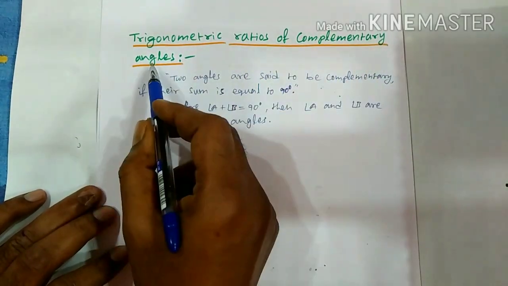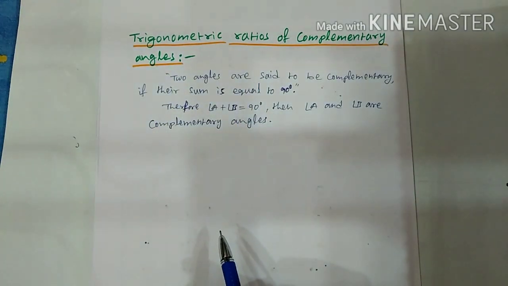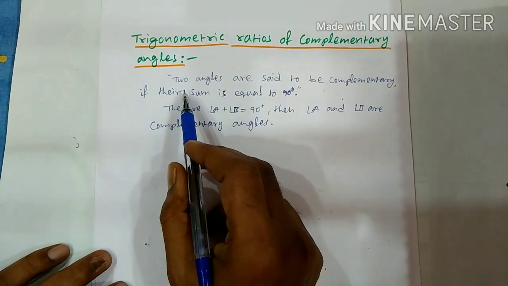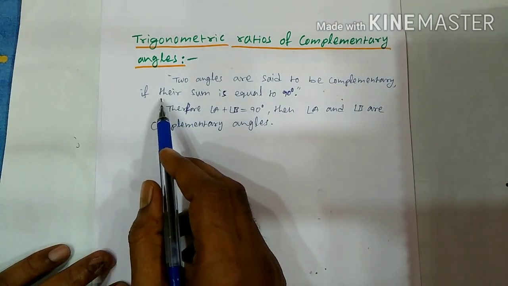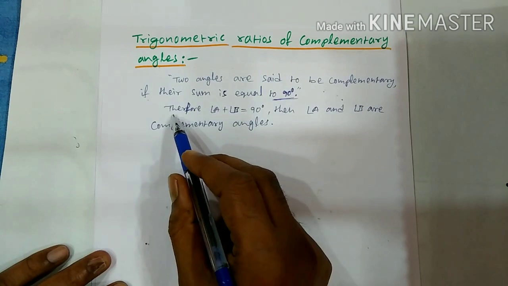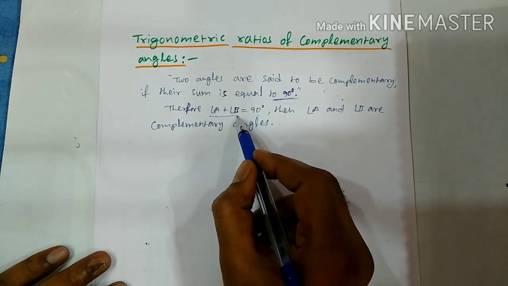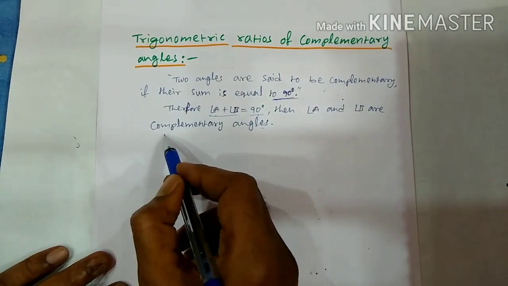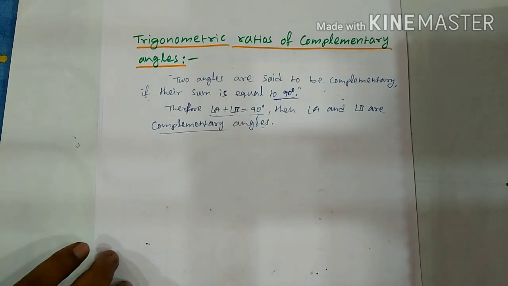Trigonometric ratios of complementary angles. So how can we use the trigonometrical ratios in complementary angles? Here, complementary angle means two angles are said to be complementary if their sum is equal to 90. This you already know. So angle A plus angle B is equal to 90. The sum of the two angles is equal to 90, then angle A and angle B are complementary angles. This is the definition of complementary angles.